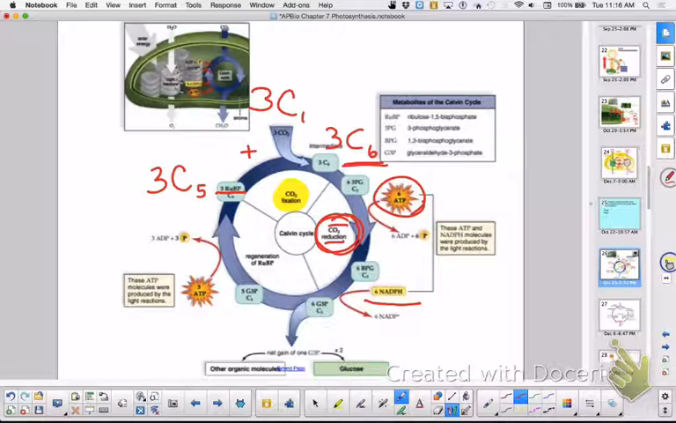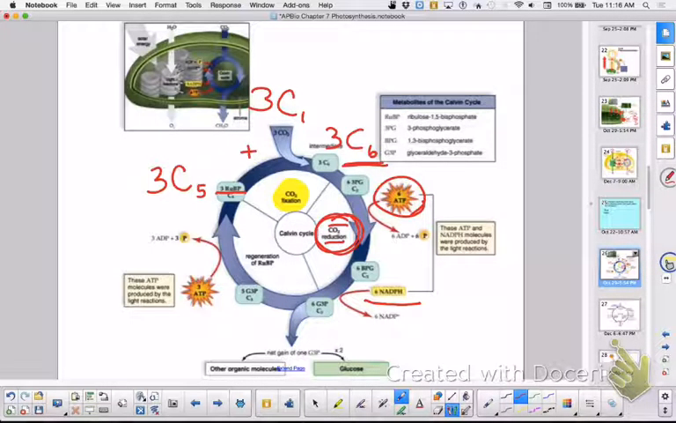CO2 fixation. The second part is CO2 reduction. Now, when we end up doing this, we will make 6 high-energy molecules that are really half of a glucose. They're called G3P, or the old school name is PGAL. It's half of a glucose. If I have 6 halves of glucose, how many glucose molecules do I have total? Three. Okay. So I have 6.